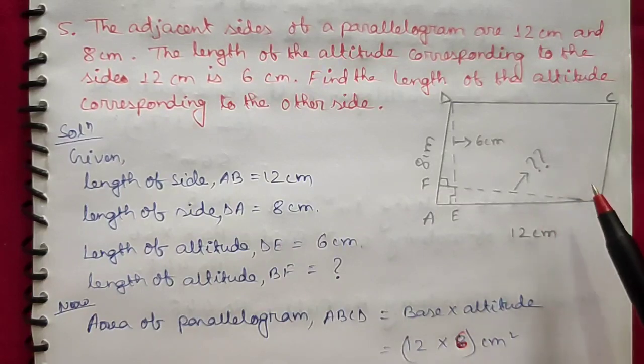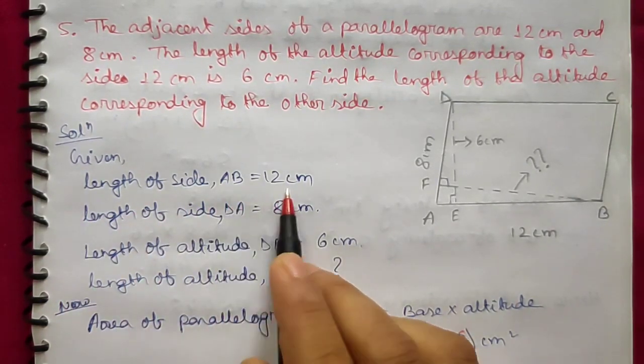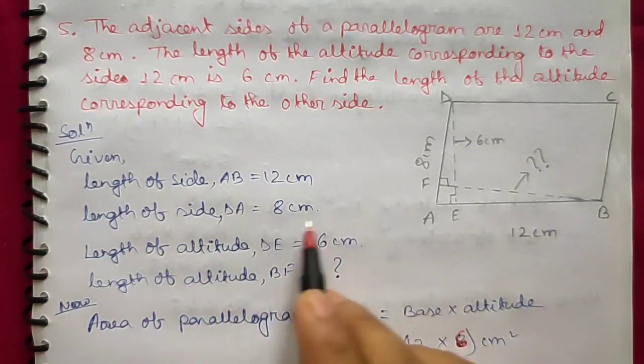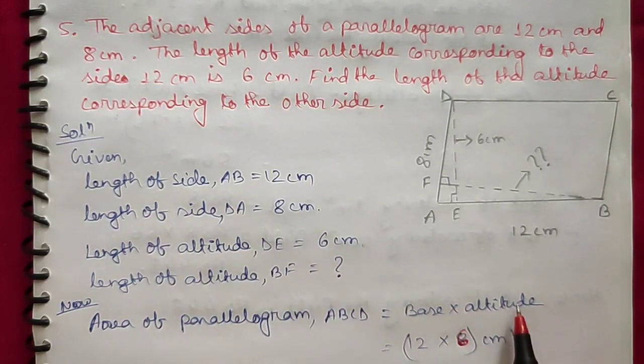Now, let's start. Given length of the side AB equals 12 centimeter, length of side DA equals, let's say, like this. Since area of the parallelogram ABCD equals base into altitude, base is 12 centimeter, altitude is 6 centimeter.